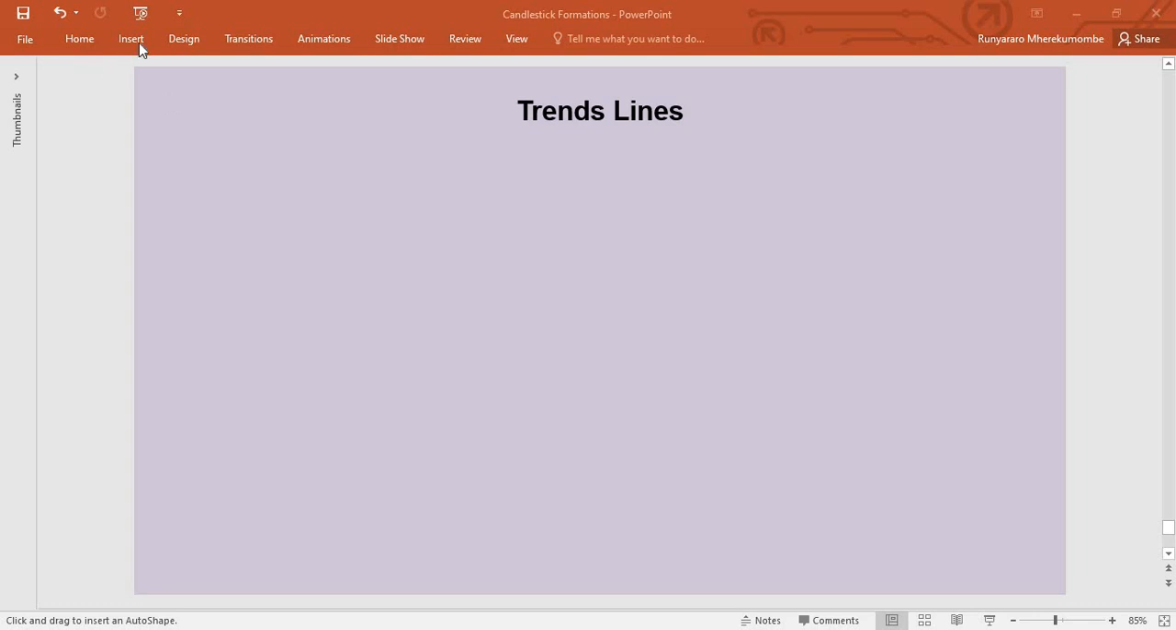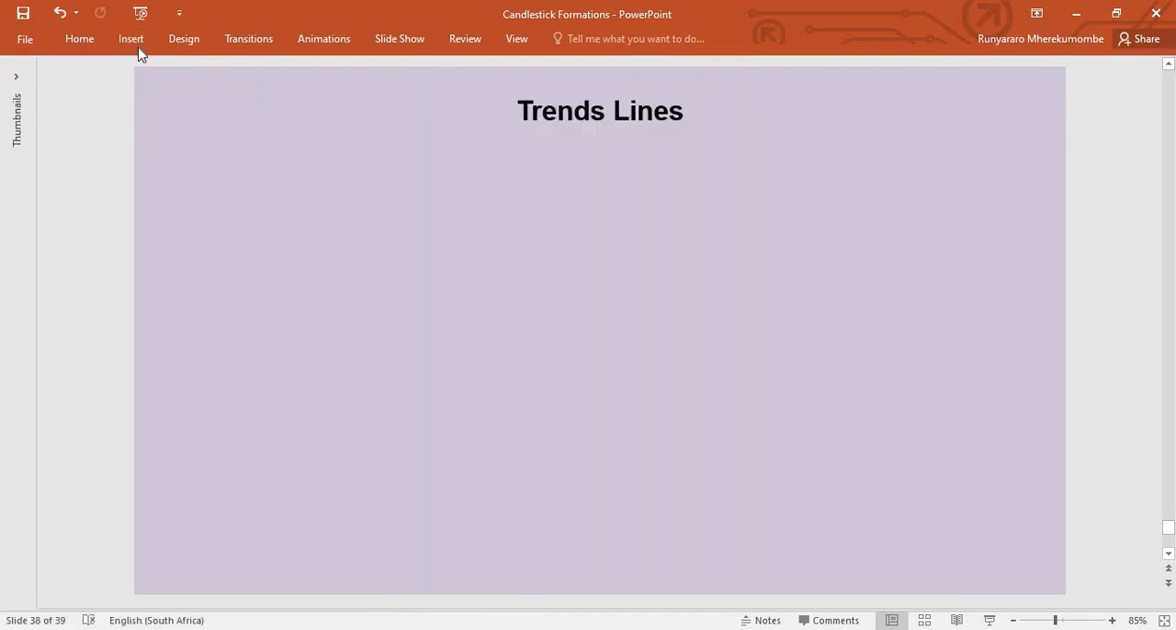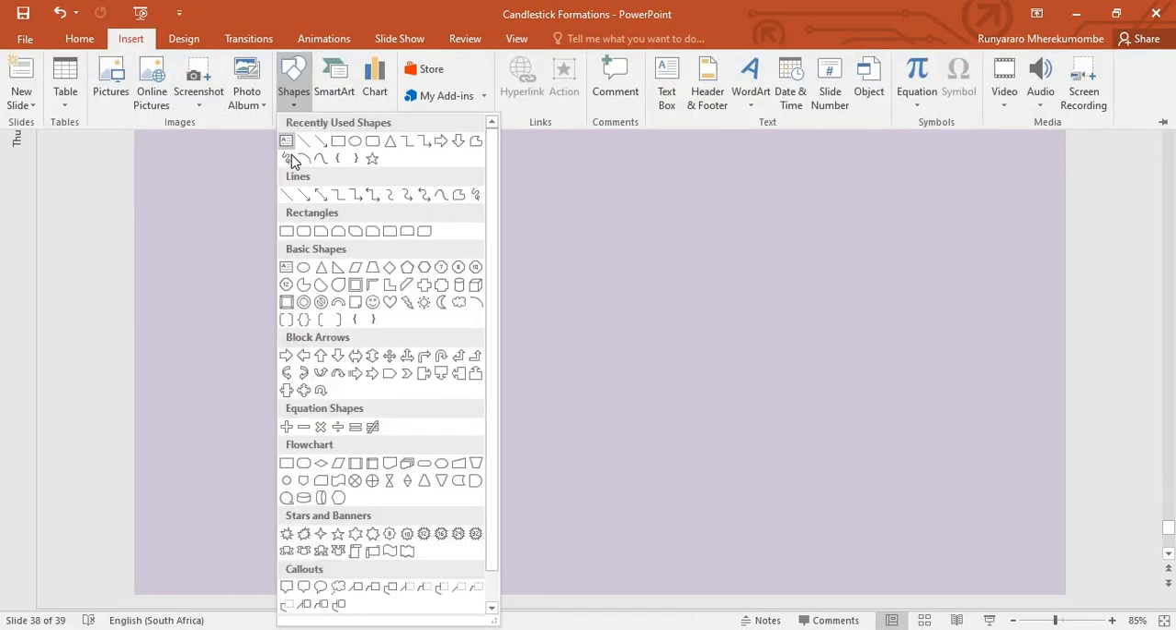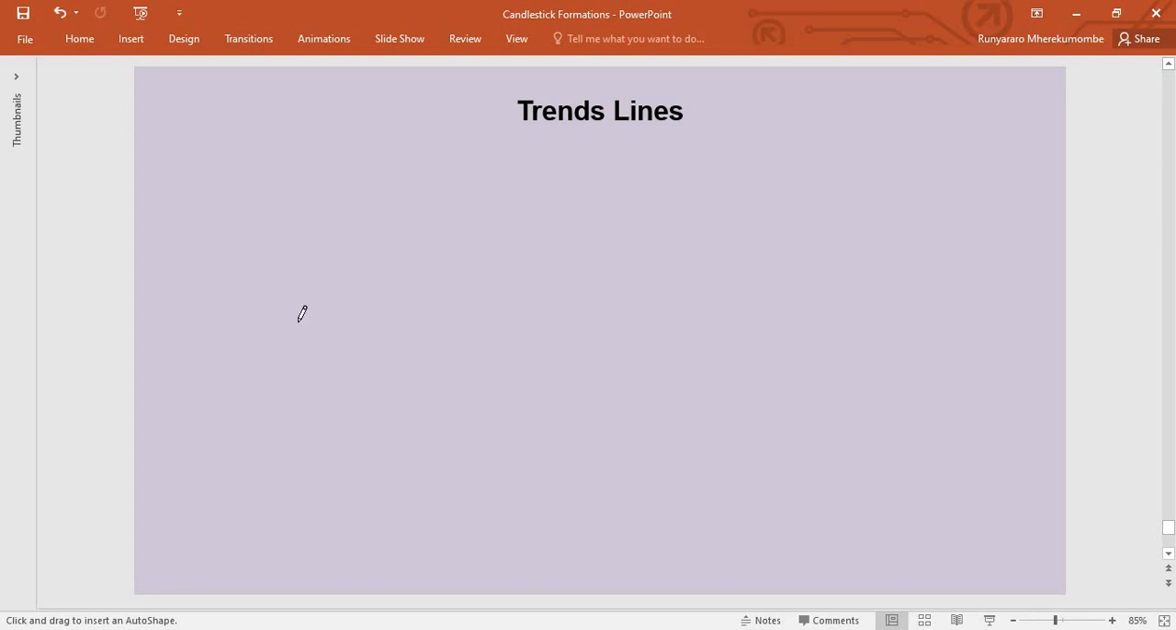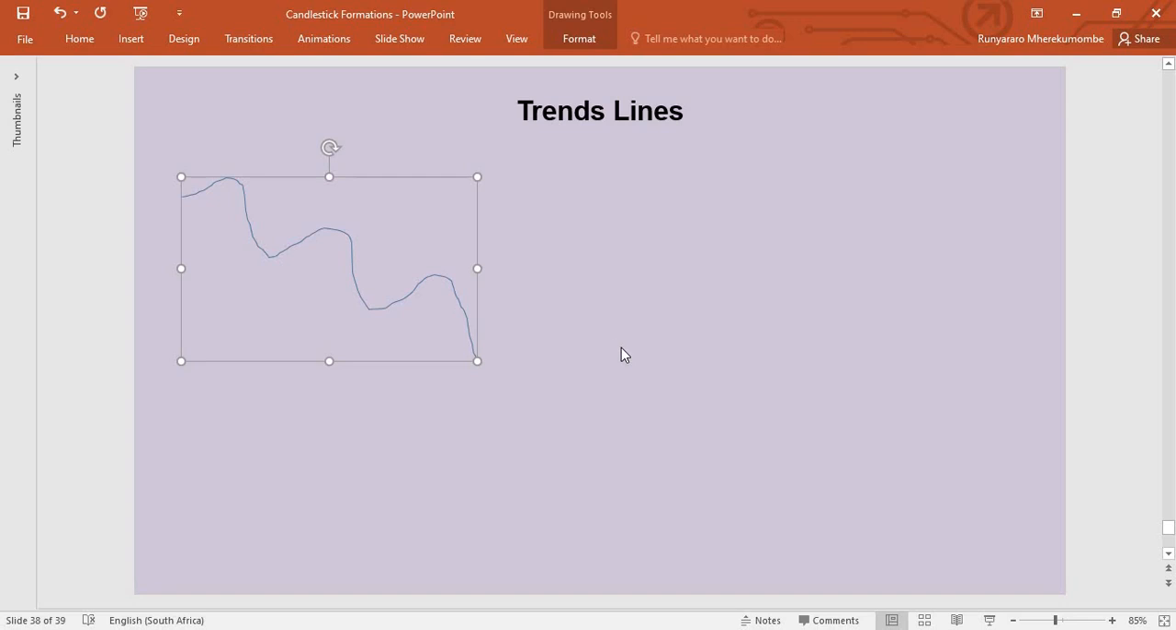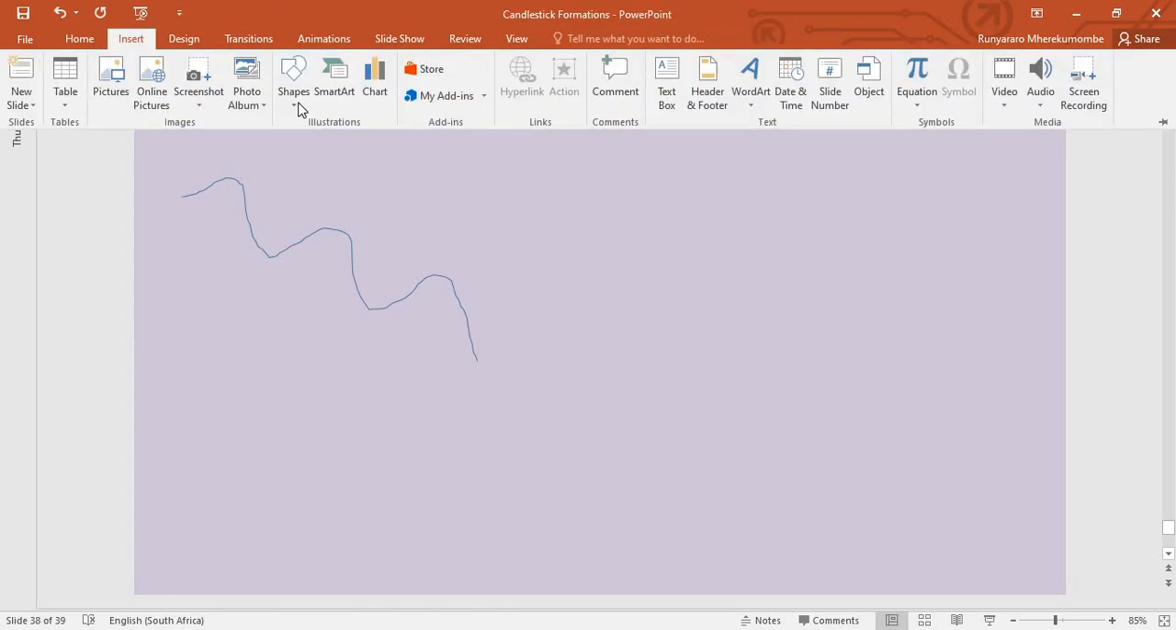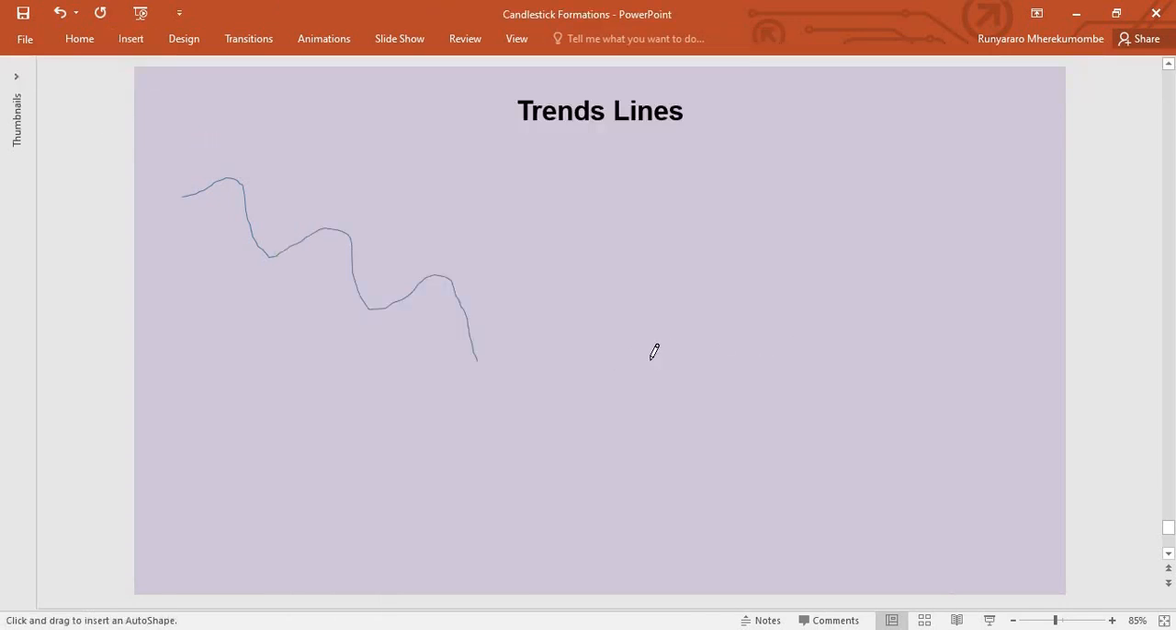So to recap, remember we defined a trend line as a line that we can draw either above or below a trend. So what do we mean by that? I'll draw here a small line of a downtrend. Then on this side as well, I'm going to draw a small line of an uptrend.